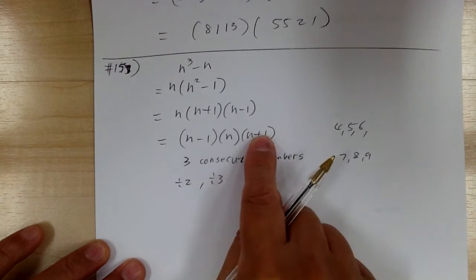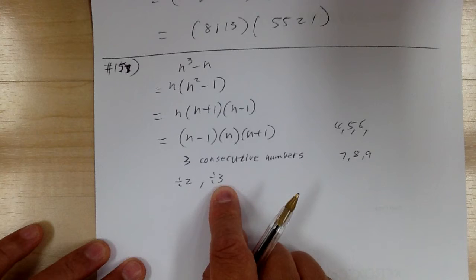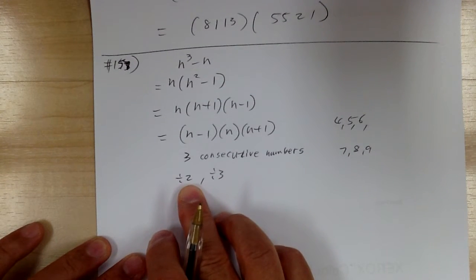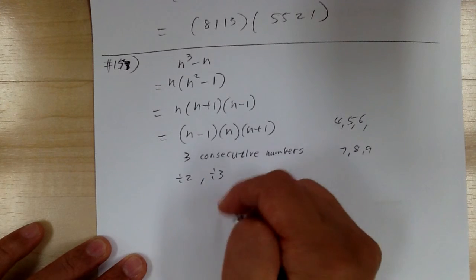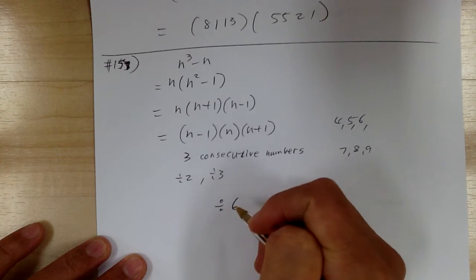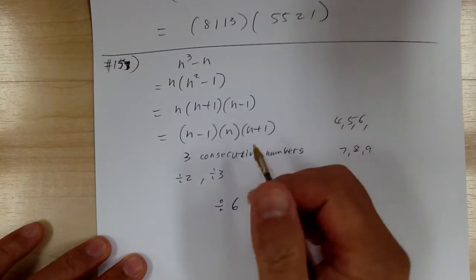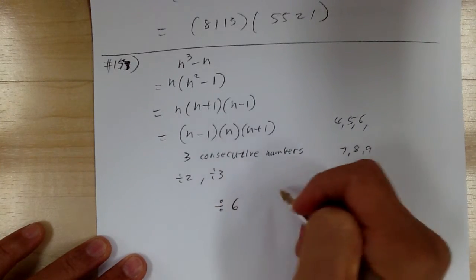So this is always divisible by 2 and divisible by 3. Other than that, we cannot tell anything else. And because it's divisible by 2 and divisible by 3, therefore it must be divisible by 6. And so that's all we can conclude. It's divisible by 6.